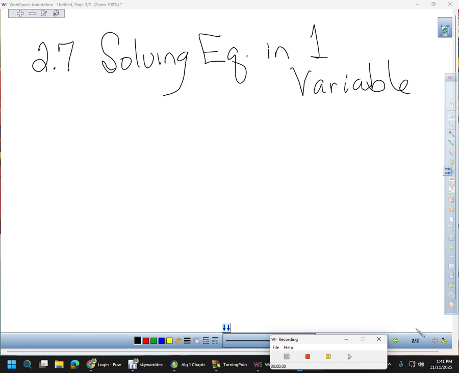Solving equations in one variable, which you have done before. These are all rational equations, so they're in fraction form, which we did at the end of last year. So this is a review.